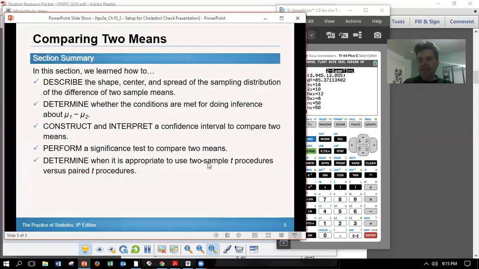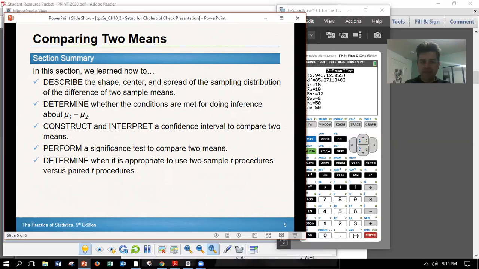So that wraps up 10.2 for us. Remember, we described the center, shape and spread of the sampling distributions for the difference of 2 sample means. Not that much different from 1 mean or from 2 proportions, just melding those ideas together. Tell whether the conditions are met for doing an inference. We see that in our problem. Same thing as before: random, 10% if it's needed, large counts.